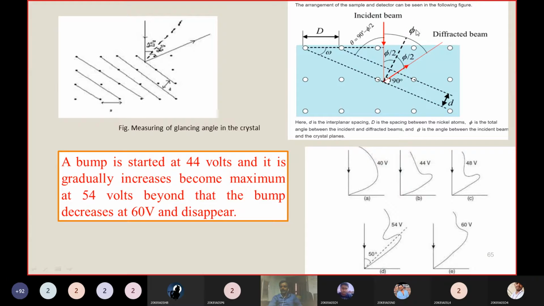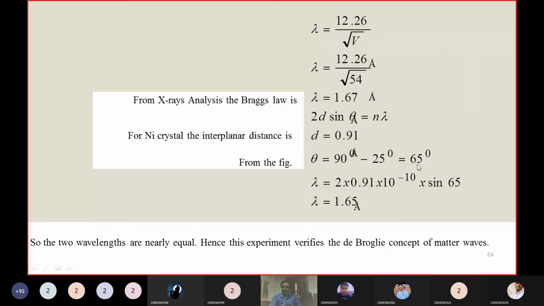What is the value of phi here? Phi is equal to 50 degrees, which we have taken. That is why phi by 2 is equal to 25 degrees, and this other angle is also the same. So theta equal to 90 minus phi by 2. Now theta is 90 minus 25, which gives 65. Theta equal to 65. Now substitute the theta value in this equation.